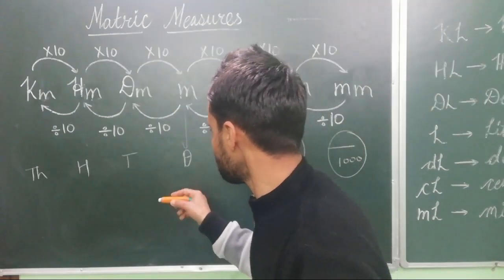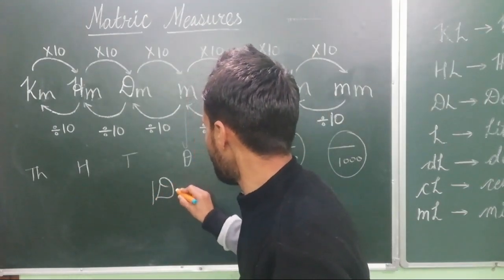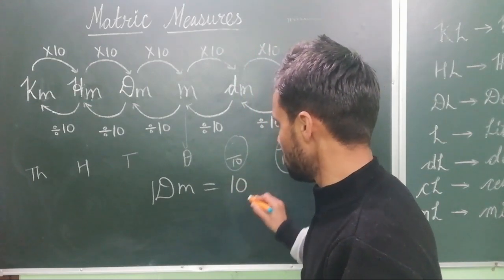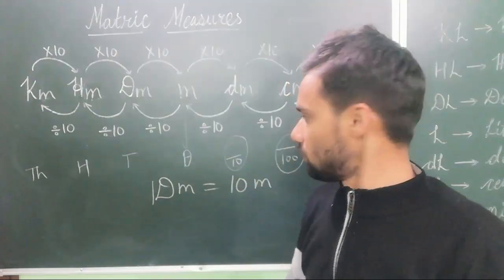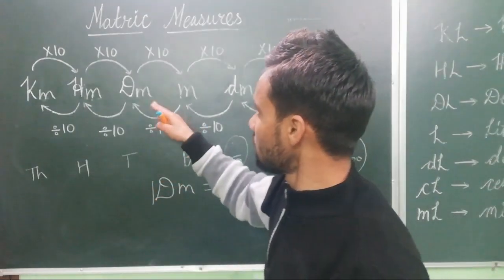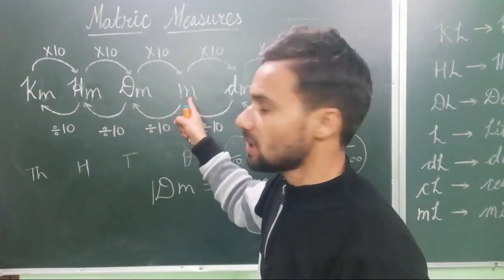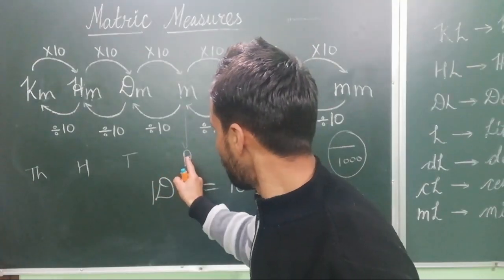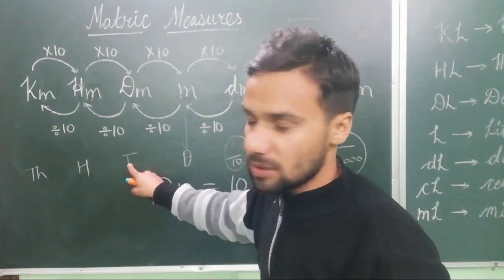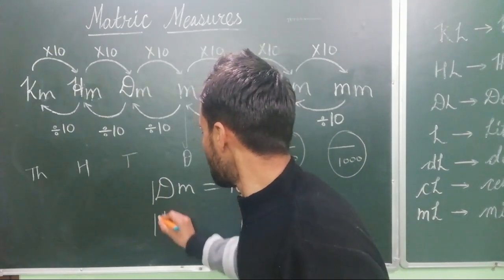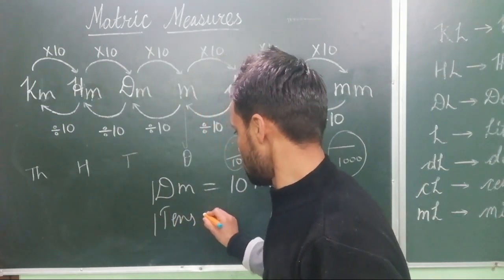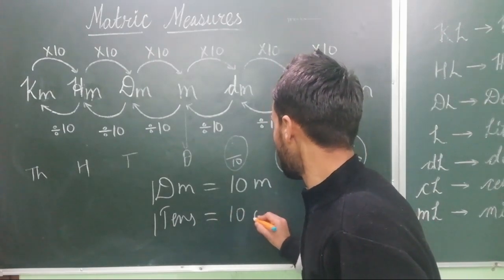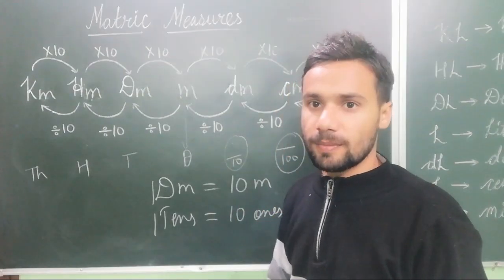Means you can say 1 decameter is equal to, yes, how many meters? 10 meters. Means 1 decameter is how many times more than this meter? 10 times. Same, you know, ones, tens. Ones is smaller than the tens place. But how many times? You can say 1 tens is equal to how many ones? So what do you say? 10 ones.